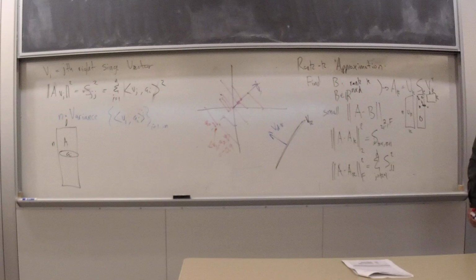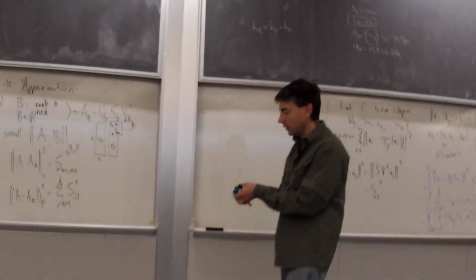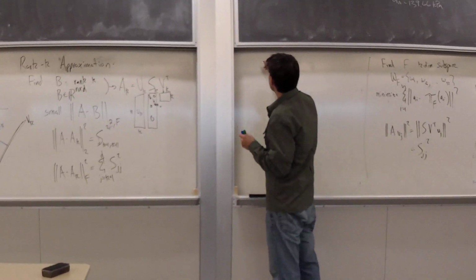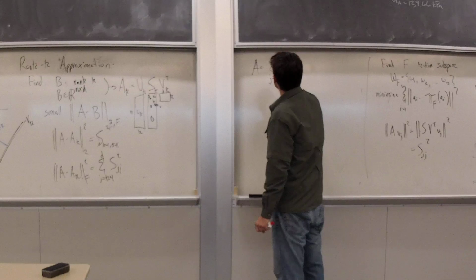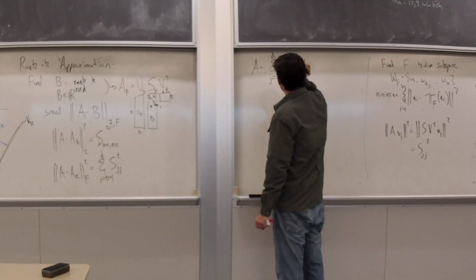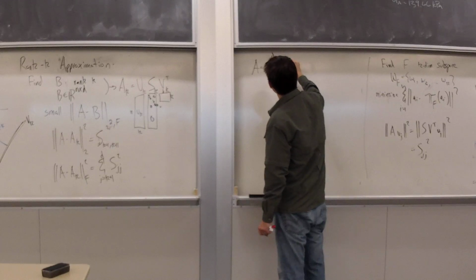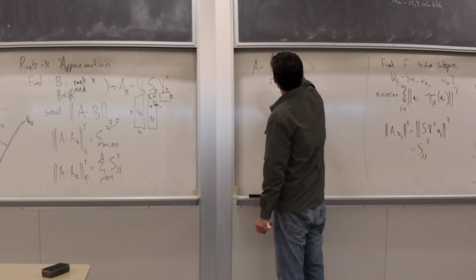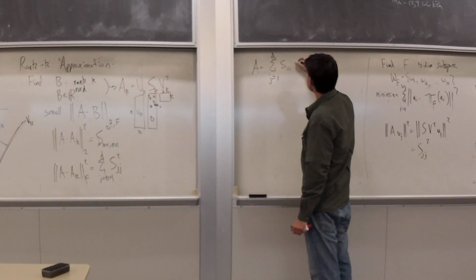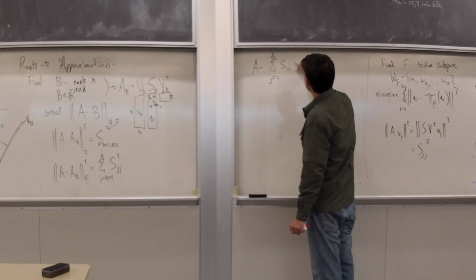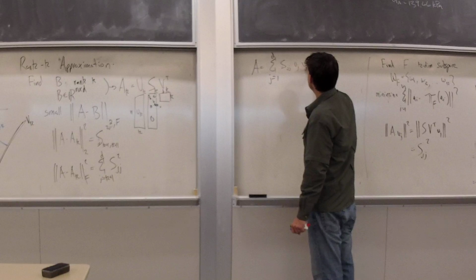Okay, let me try to explain this rank k business in a different way. Given A, I can also write any matrix A as the sum over j equals 1 to d of S_jj times u_j times v_j transpose.